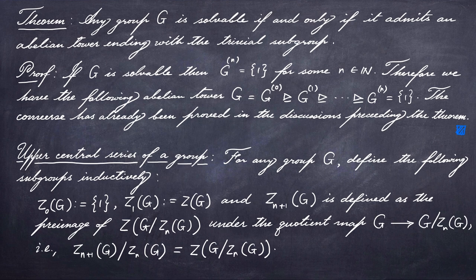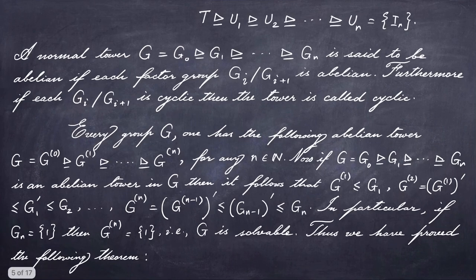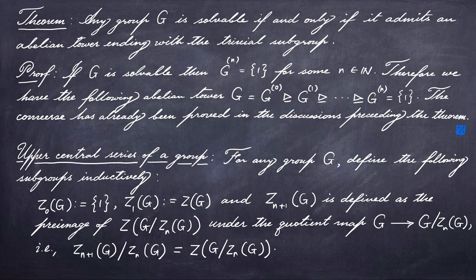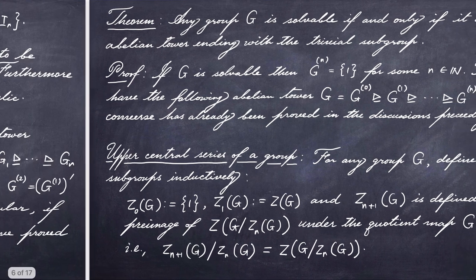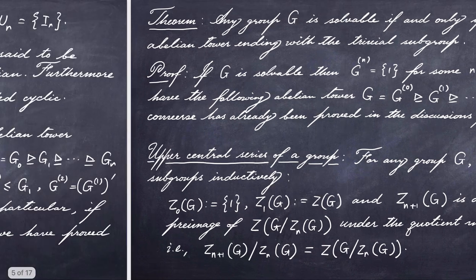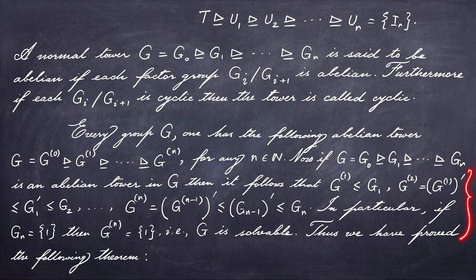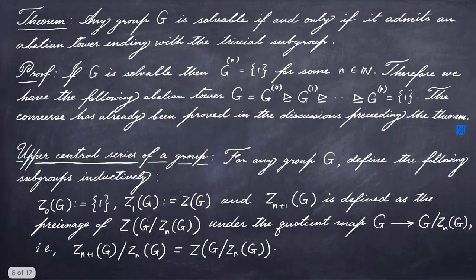So if we assume G is solvable, then we know that for some n, Gn is trivial. So in that case this is going to give me an abelian tower in G ending with the trivial subgroup. And conversely, if we have an abelian tower ending with the trivial subgroup, then the discussion we have just made shows that the nth derived subgroup of G has to be trivial, that is, G is solvable. So thus we have proved this theorem.